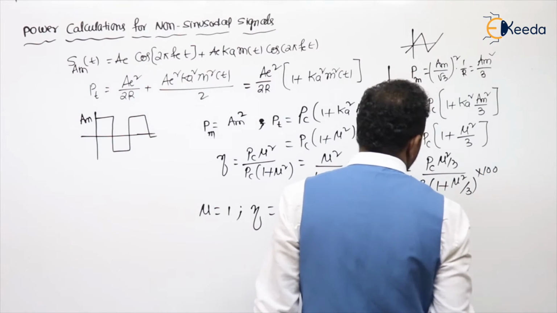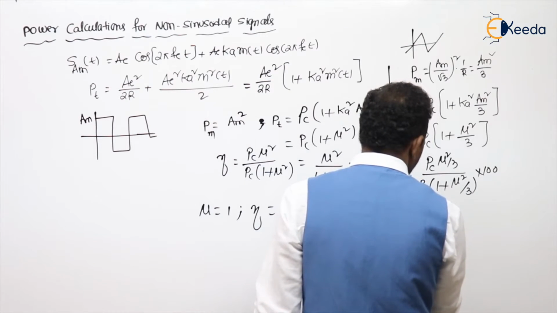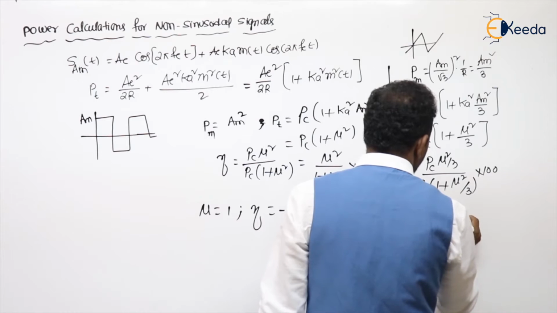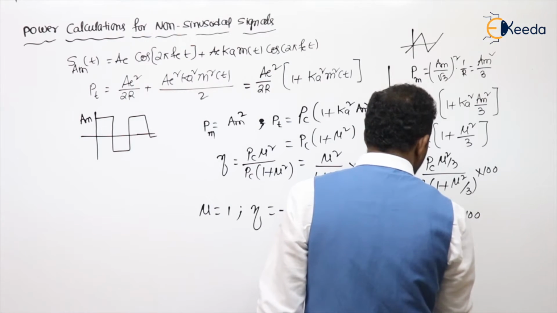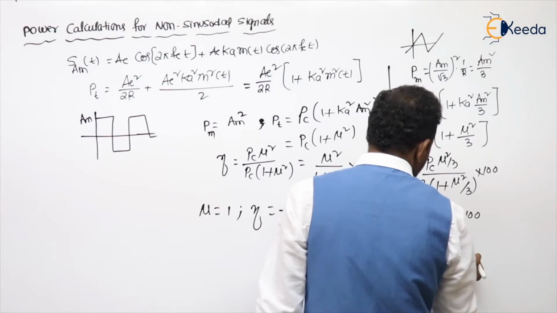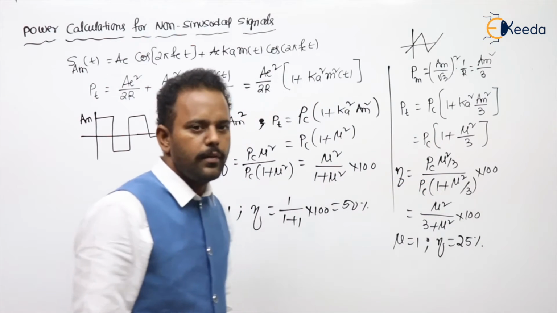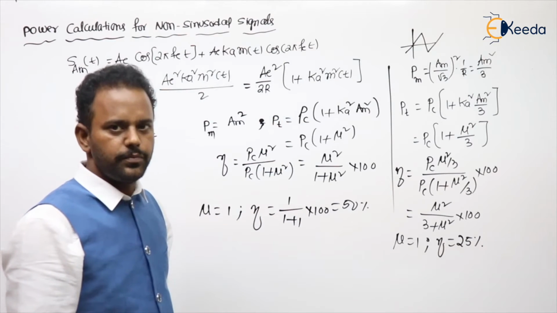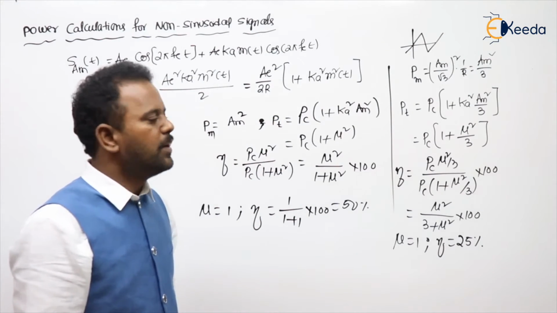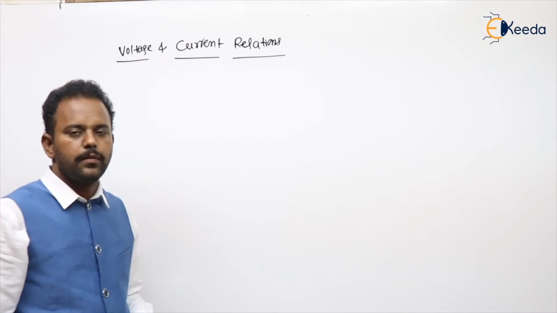Percentage means multiply by 100. Cancel the similar terms, then what will you get? Mu square by 3 plus mu square, into 100. Take mu value 1, then what is the efficiency? Efficiency will be 1 by 3 plus 1, which is 4, so 1 by 4, 25%. In the previous slide it was directly given, and here I am showing the derivation also. Why do we get different values? Because of different RMS values.